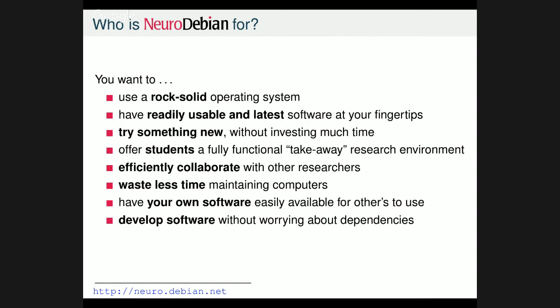And then you could try something new without spending too much time on that effort. We also offer students a fully functional takeaway research environment, which they can either deploy in their labs or just use on their own laptops or desktops. We can efficiently collaborate with other researchers. We just provide this virtual machine or ask them to install NeuroDebian. Then we get exactly the same version of the scientific software.